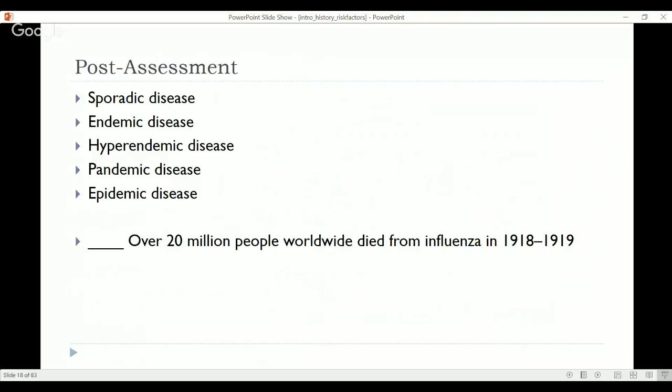All right, next one. Over 20 million people died from influenza from 1918 to 1919 worldwide. Here the correct answer is pandemic. The last one, a single case of histoplasmosis was diagnosed in a community. And this one I would go with sporadic.